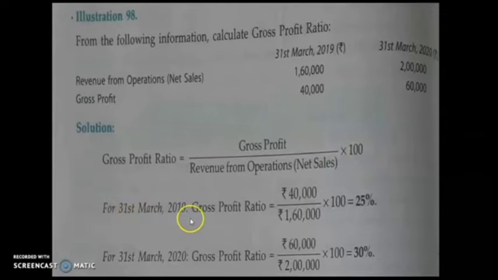For 31st March 2019, gross profit of that year is given as 40,000 and revenue from operation is 1,60,000. Because the expression of gross profit ratio is in percentage, you have to multiply it by 100. After dividing and multiplying, you will get 25% as your gross profit ratio for the year 31st March 2019. And for the year 31st March 2020, the same thing, but you have to use the amounts of 2020. Gross profit for that year is 60,000 divided by revenue from operation of 2 lakh into 100, and you will get the answer as 30%.